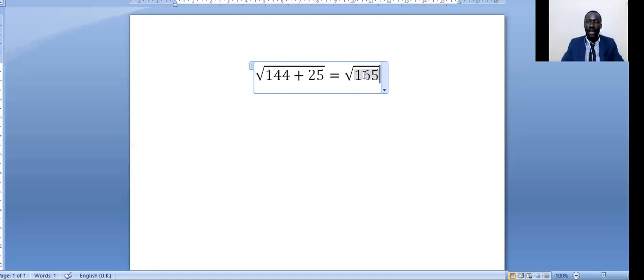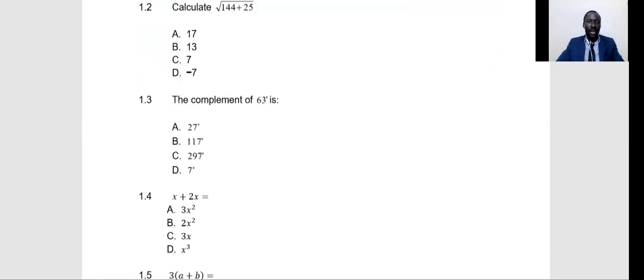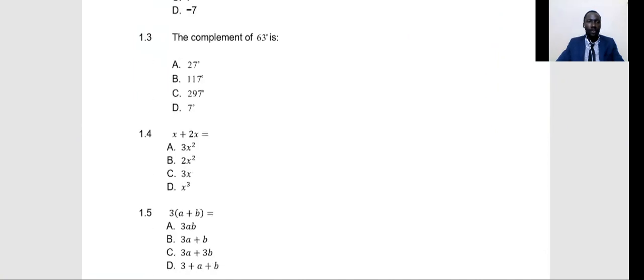Is it? No, 169. Now, notice that the square root of 169 is 13. So we get to the question and we check. Where is 13? 13 is right here. So for question 1.1, it has been C. Question 1.2, it is what? It is B, because that is the square root of 169, which is 13.